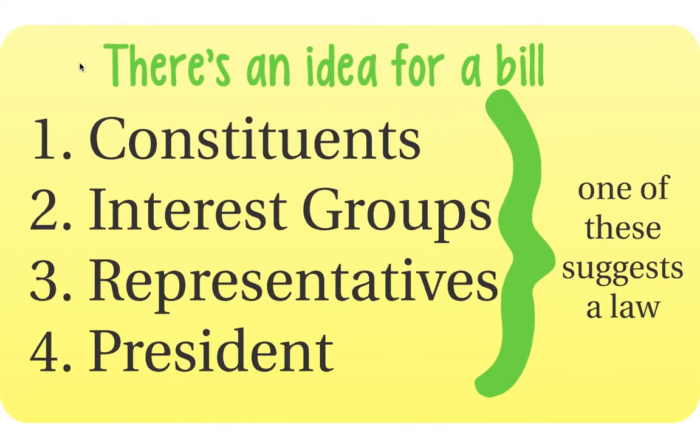So first of all, there has to be an idea for a bill. The bill can come from constituents, so you or I or anybody could write a bill as long as it's picked up by a congressperson. An interest group can write a bill, a representative can write a bill, or the president can write a bill. Anyone can suggest it, but it has to be picked up by a senator or a representative.